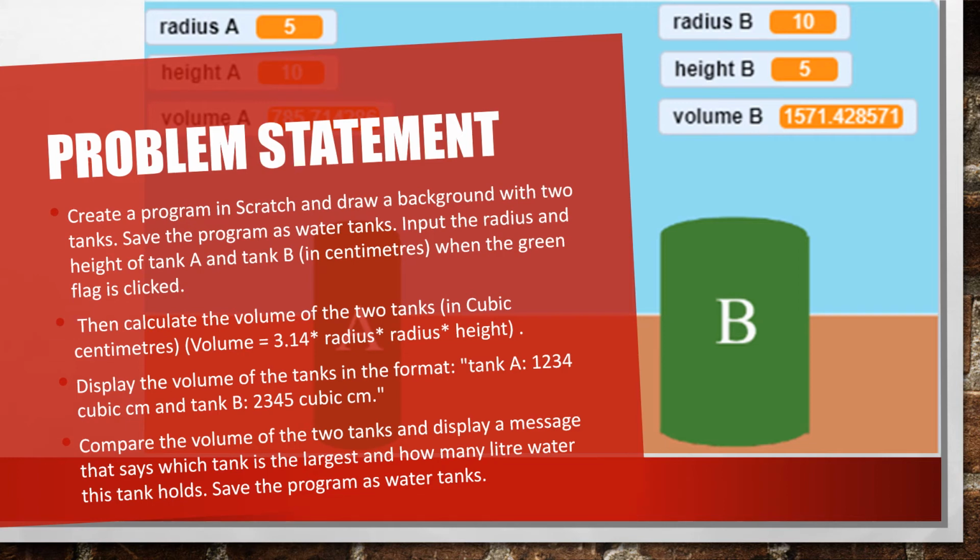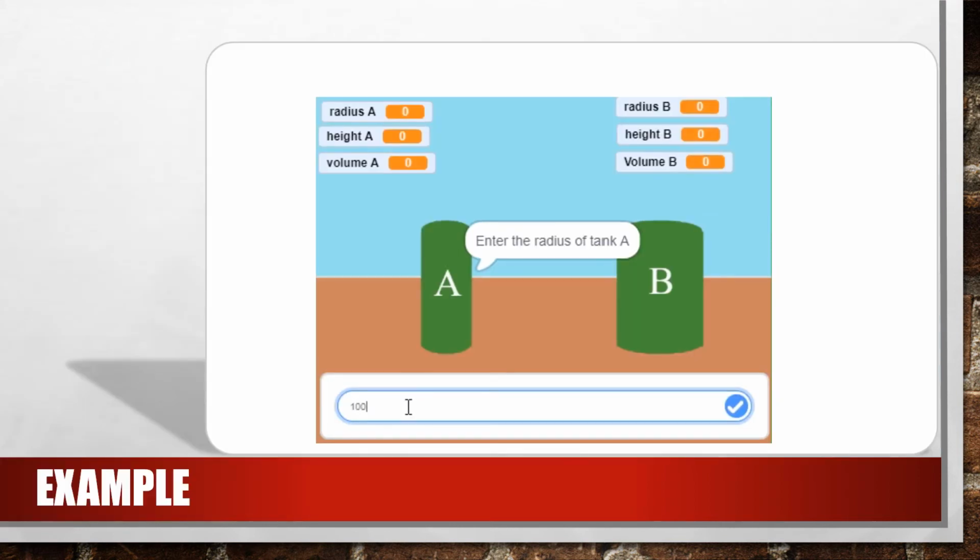Display the volume of the tanks in the format tank A is 1000 cubic centimeters and tank B is 2000 cubic centimeters, for example. Compare the volume of the two tanks and display a message that says which tank is the largest and how many liters of water this tank holds. Here is an example of what your program might look like and how it might work.